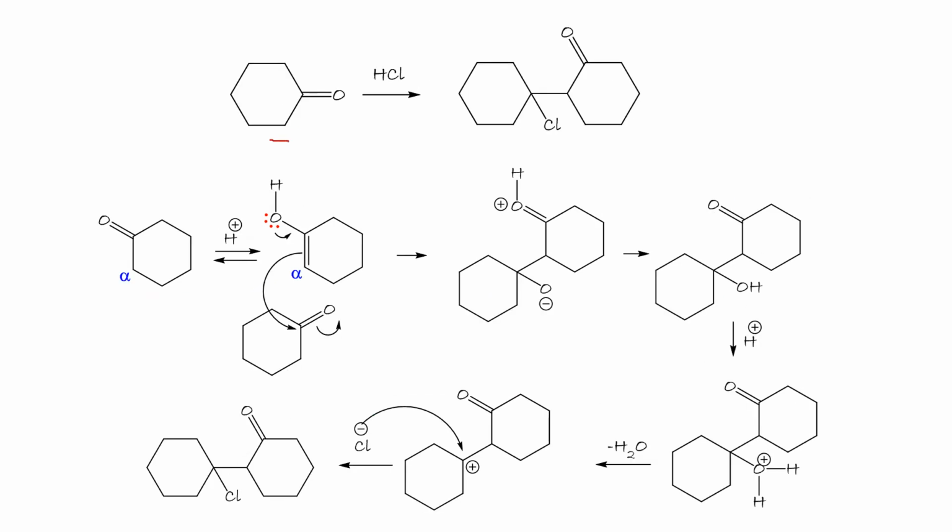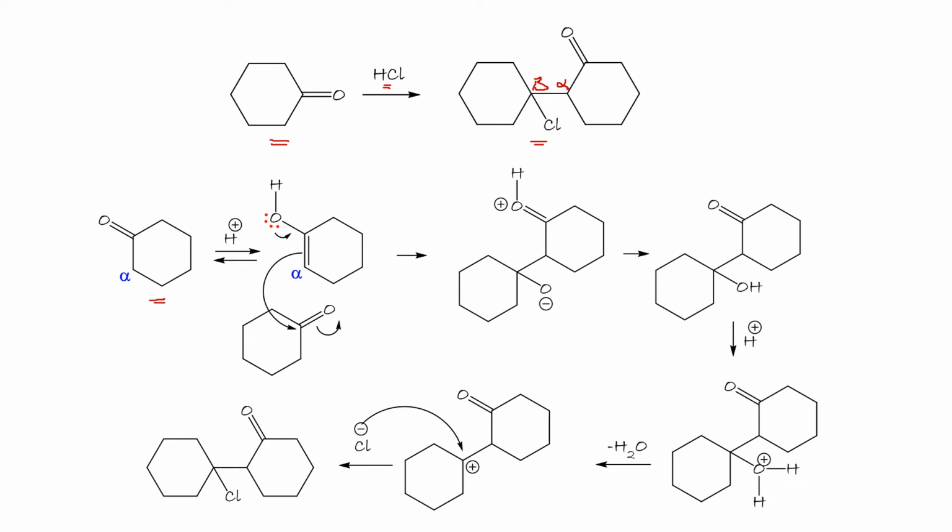Reacting cyclohexanone with HCl gives this beta chlorocarbonyl compound. Here is alpha, here is beta. Can you explain its formation?